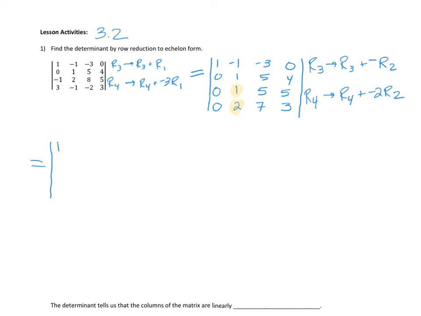First two rows don't change. Row 3 minus row 2: 0 minus 0 is 0, 1 minus 1 is 0, 5 minus 5 is 0, 5 minus 4 is 1. Then row 4 becomes row 4 plus -2 times row 2. So I get 0, 0, and then 7 plus -10 is -3, and 3 plus -8 is -5.